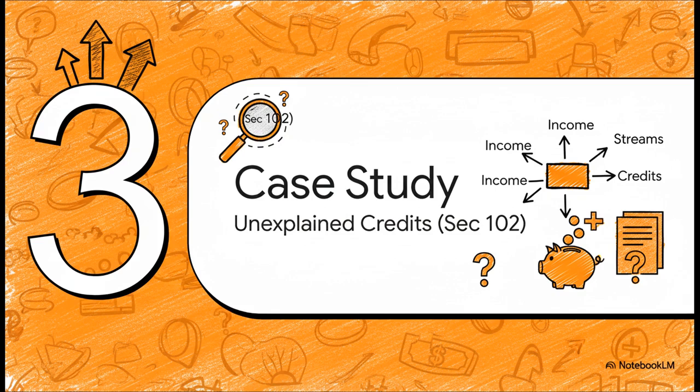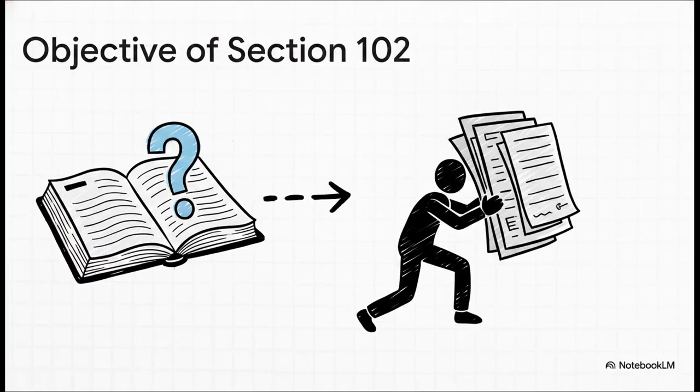Now, for all of you familiar with the old law, you'll recognize this immediately. It's the direct successor to the infamous Section 68 of the 1961 Act. The goal of Section 102 is pretty straightforward. Tax any amount credited in someone's books if they can't give a good explanation for it. But here's the critical part. The law puts the burden of proof, the onus, squarely on the shoulders of the assessee. They have to prove where that money came from. This makes it a really powerful tool, not just for collecting tax, but for fighting things like money laundering too.